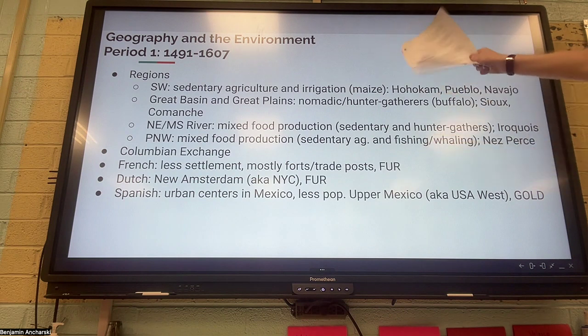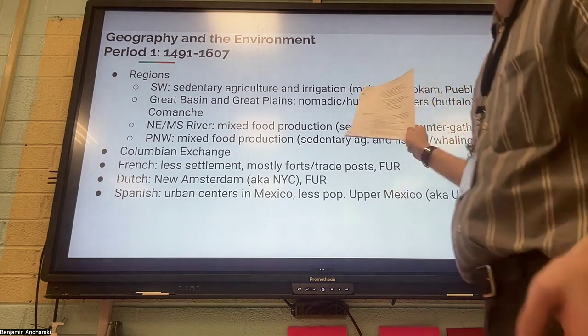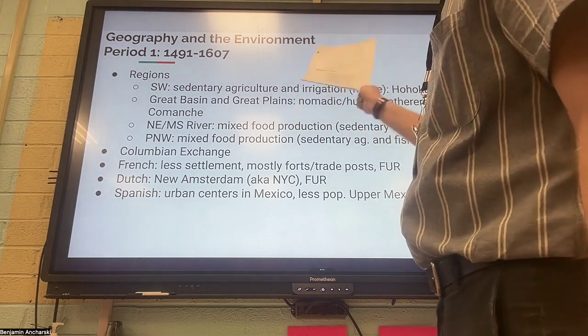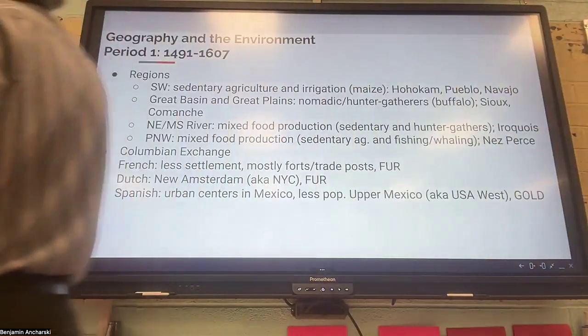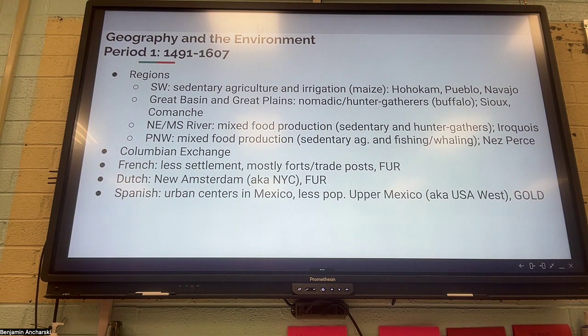In period 1, you kind of just need to know where different Native American societies are and what they produce. So, taking a look at the map for a second right here, when we talk about the Southwest, that's our Native Americans in this part of the United States. That's Native Americans like the Navajo, the Anasazi, the Hohokam. All of these different Native American groups are predominantly agricultural, sedentary indigenous people. That's how they interact with the natural environment.